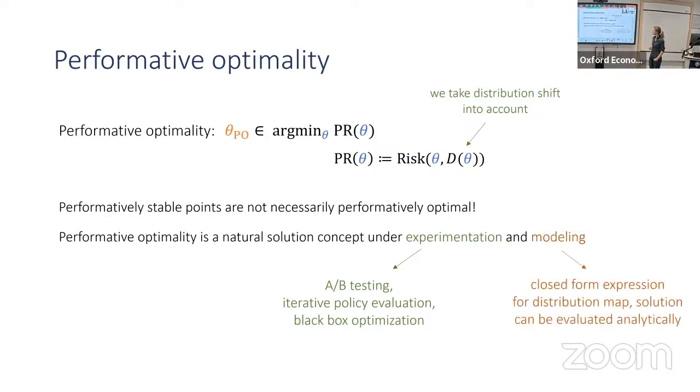And then there's the other approach, which is a bit more common, I think, in econ. There are these interesting models in econ of having a closed form expression for this D of theta, or maybe some parameters that you still need to estimate, and then optimize through it and evaluate the solution analytically. Yes? Could you explain a bit more about black box optimization, and understand A-B testing and iterative quality evaluation?